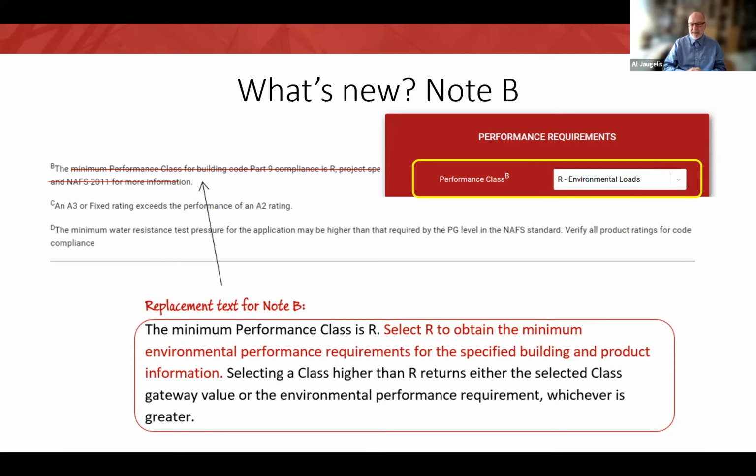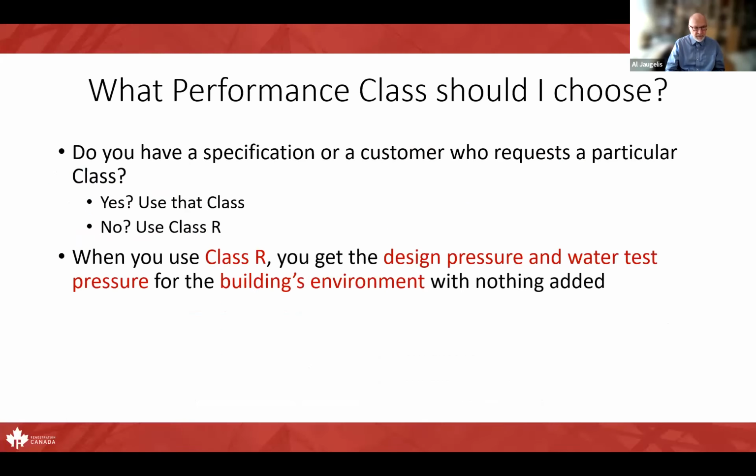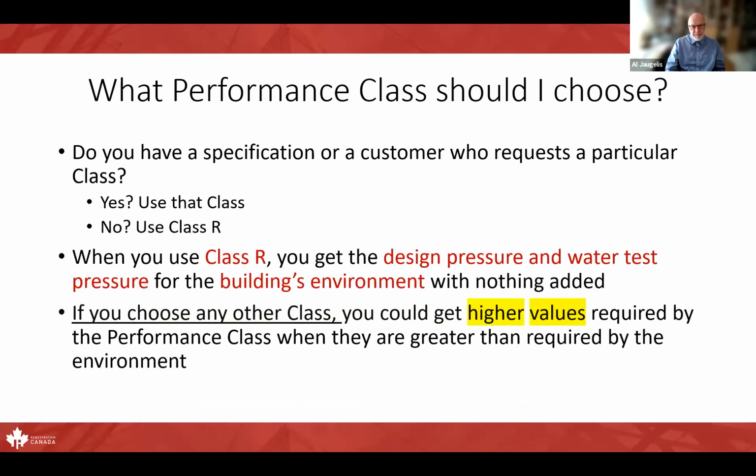So you'll get the worst case scenario when you choose a higher class, but often you just want to know what it is at the building location. And for that, you want class R. If you choose another class, you could get higher than minimum values. Now, if you have a project where your specification says you need a LC or a CW product, then definitely use the performance class your customer wants with the calculator.